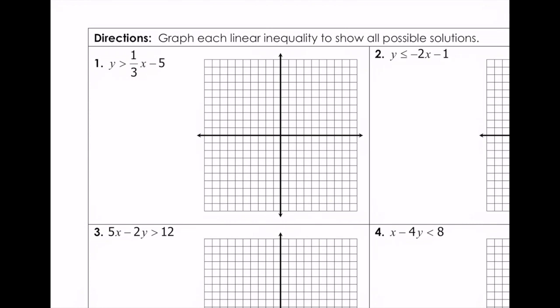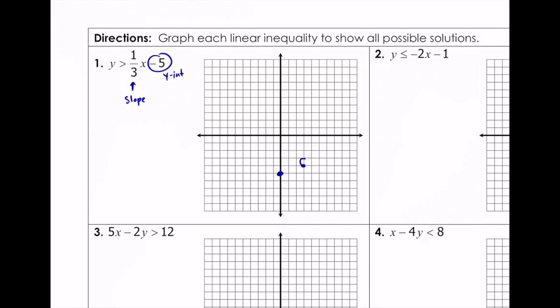Let's turn to the back. So question 1, we are already in slope-intercept form. So notice we have the y by itself here. So we can continue on to step 2. This -5 here is our y-intercept because it's the number without the x. And this 1/3 is the slope because it's the number in front of the x. So that means we need to put a dot at -5. And this slope of 1/3 means we go up 1 and to the right 3. So we can put another dot.